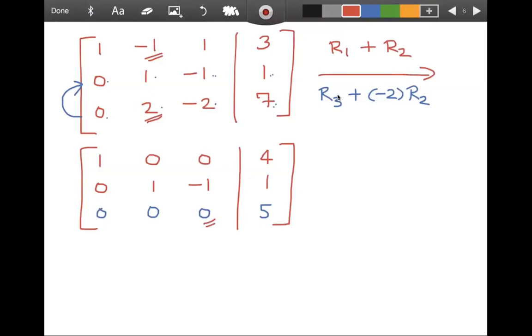The first row says x equals 4. The second row says y minus z equals 1. No problem so far. But let's think about what that third row says. It says 0x plus 0y plus 0z. In other words, 0 equals 5.